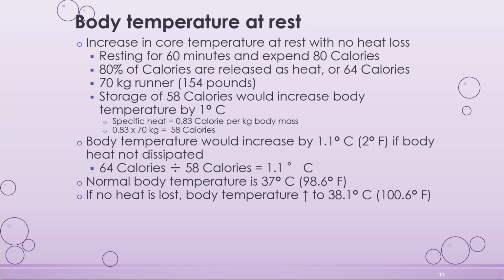Again, specific heat is equal to 0.83 calories per kilogram of body mass. So 0.83 times 70 kilograms equals 58 calories. Body temperature would increase by 1.1 degrees Celsius if body heat is not dissipated. So 64 calories divided by 58 calories equals 1.1 degrees Celsius.